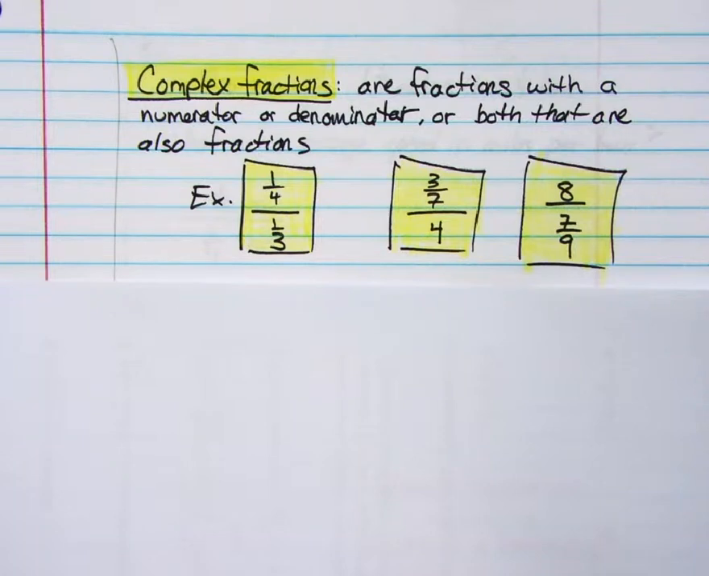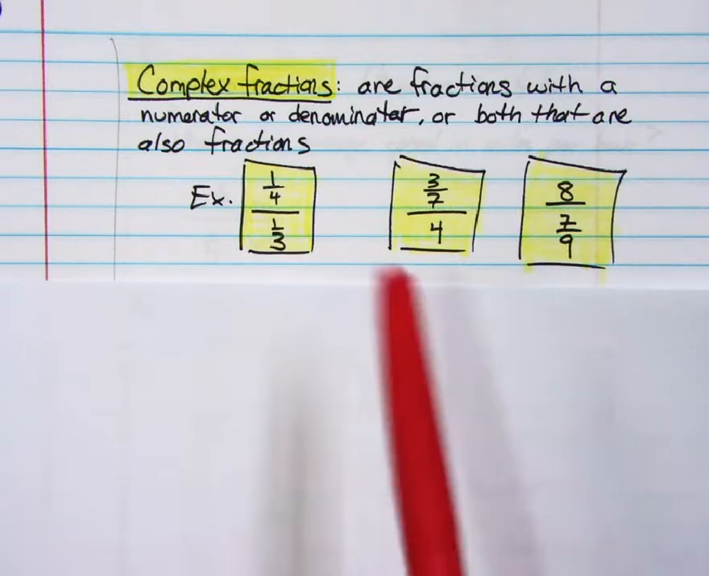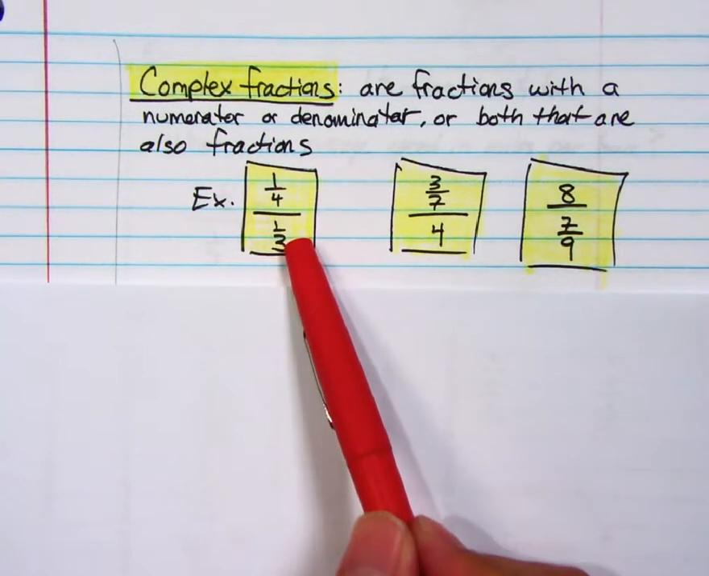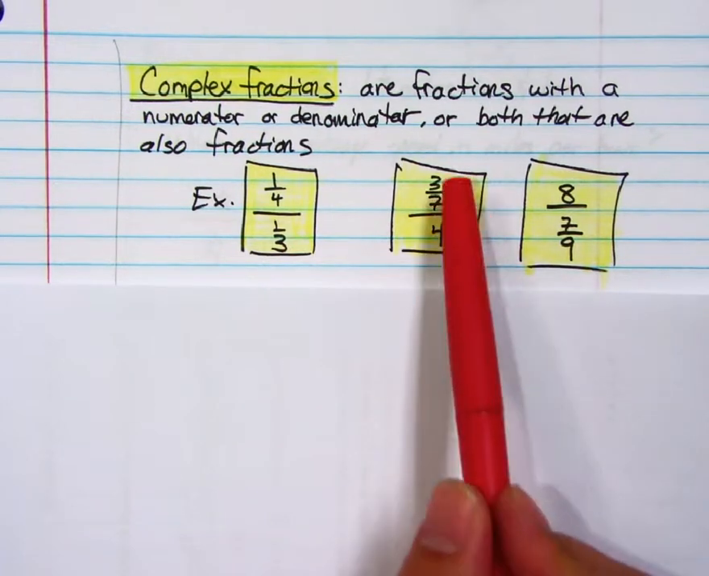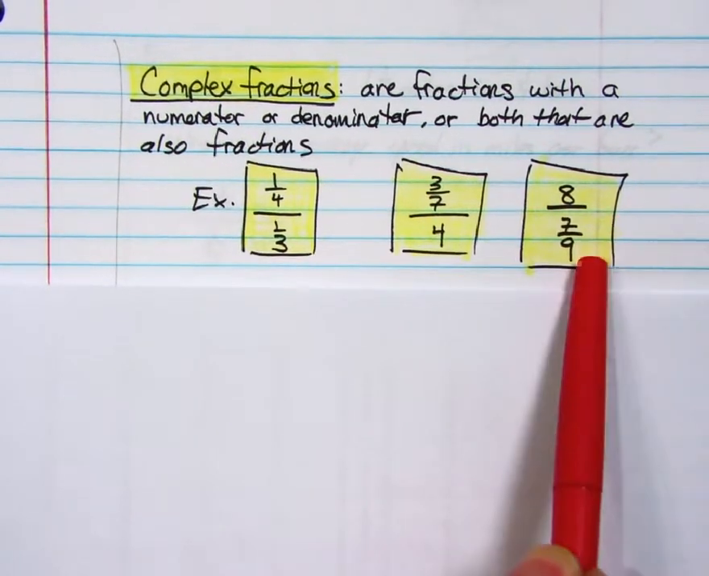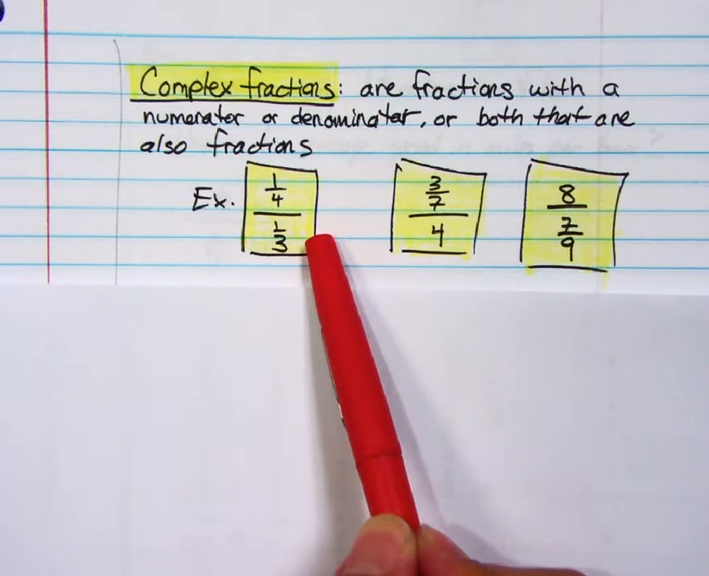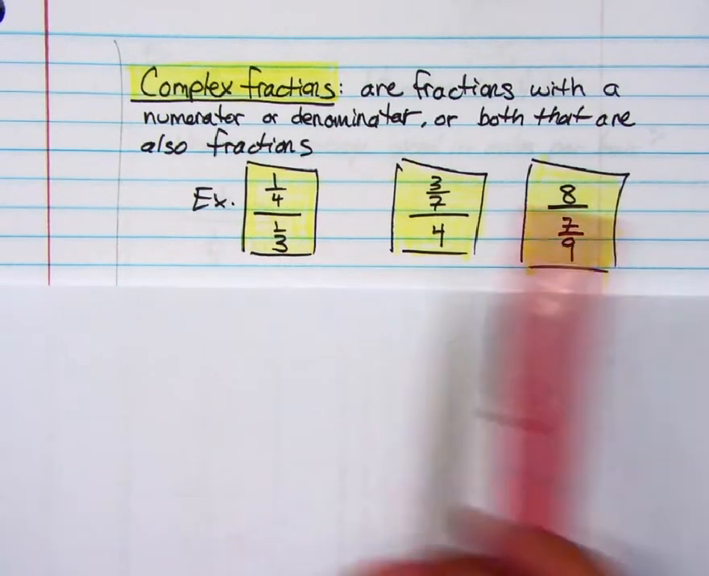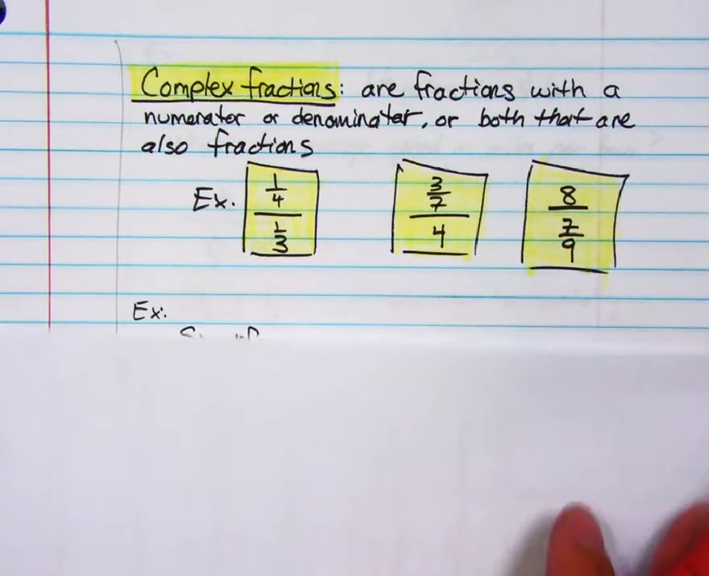Now that you've seen an example, let's talk about what complex fractions are. A fraction with a numerator, or denominator, or both that are also fractions. Say what? Basically, it's telling you that within your fraction, there's going to be another fraction. Or maybe they're both fractions, numerator and denominator. So all these are examples of complex fractions.